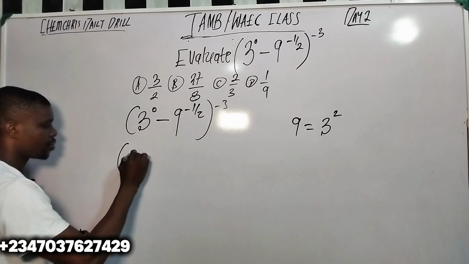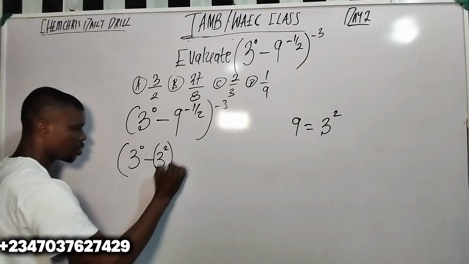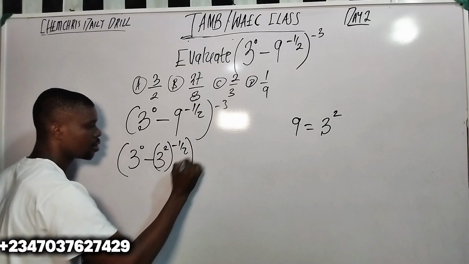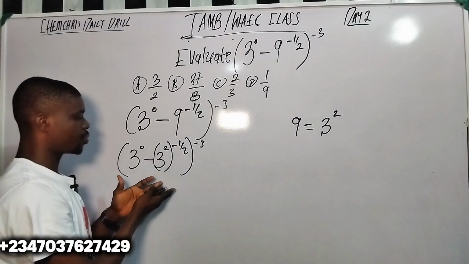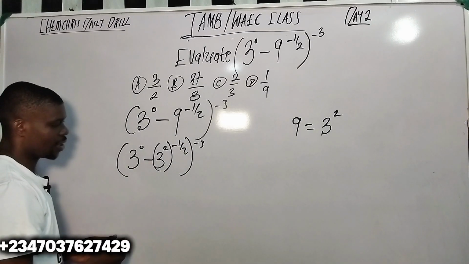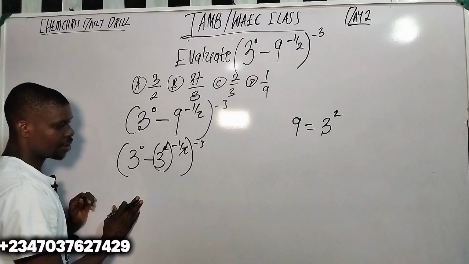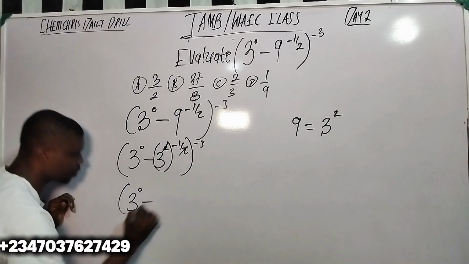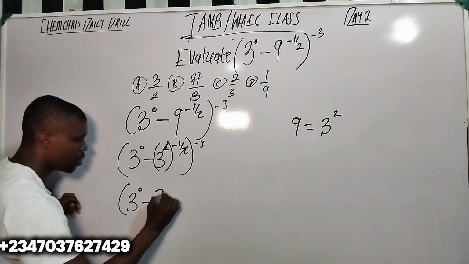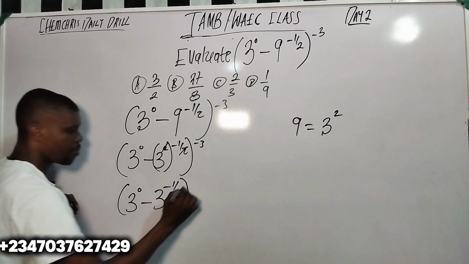So it's going to be 3 raised to 0 minus 1 over 3 raised to minus 3. Now what I just did was rewrite 9 as 3 squared. If you look at it very well, you find that these two will cancel out. So what will happen here? You now have 3 raised to 0 minus 1 over 3, minus 3.